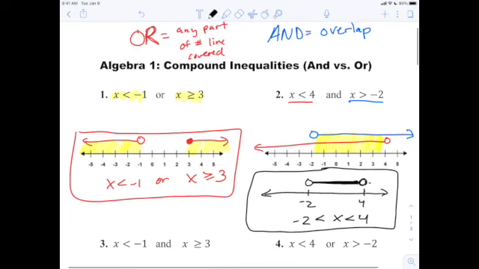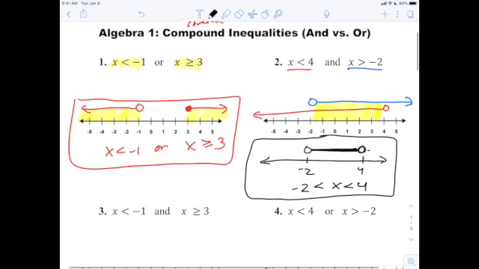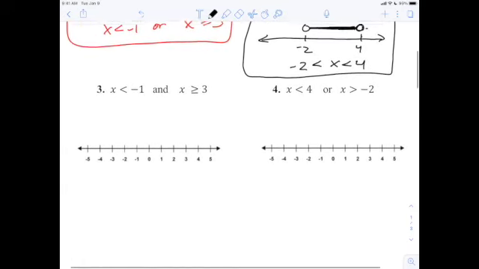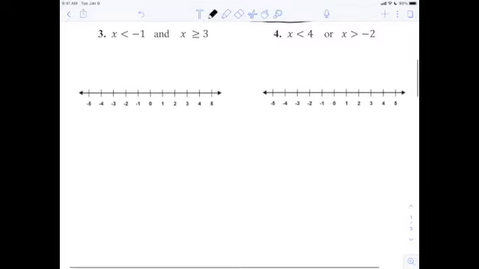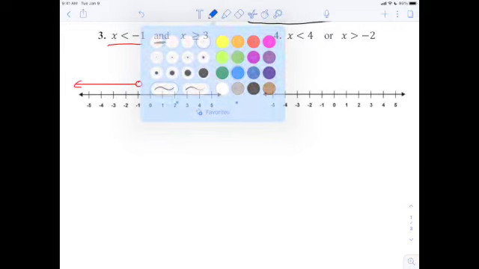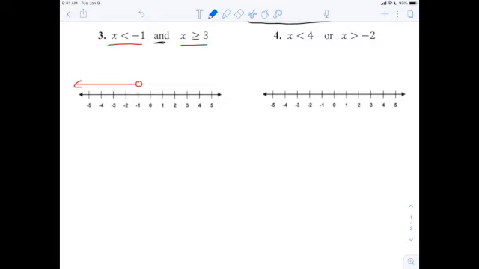Those are the two basic ones, just showing you how you could use this strategy of any part of the number line covered for or versus overlap for and. Let's take a look at these examples here. We've got another and here. I'm going to use two colors just to make them stand out. So x is less than -1, open circle at -1, shaded to the left, and x is greater than or equal to 3, closed circle, shaded to the right.